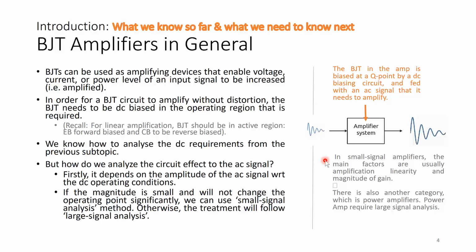Just to further emphasize the point, in small signal amplifiers the main factors are usually amplification, linearity, and magnitude of gain. A voltage amplifier provides voltage amplification, primarily to increase the voltage of the input signal. There is also another category, power amplifiers, which require large signal analysis, and which is not covered in this chapter. I'm just pointing it out so that you know you'll be seeing this other kind of amplifier later on. For this chapter we will only look at small signal amplifiers.